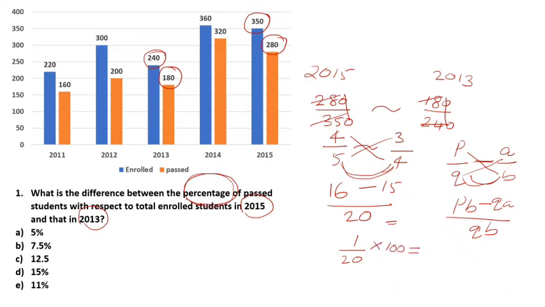To get the percentage, 20 and 100, you can cancel 5 times. So the correct answer is 5%. Accordingly, you can mark the correct answer as answer A. Very, very important question. Kindly note it. Then we'll go to the next question.